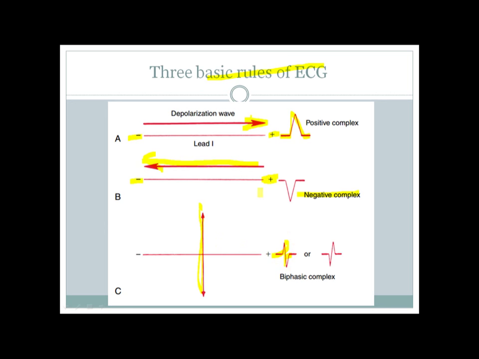I hope they helped you. To get a better idea, you can study the book written by Goldberger. Goldberger's Clinical ECG would be a good resource for an in-depth look at the ECG.